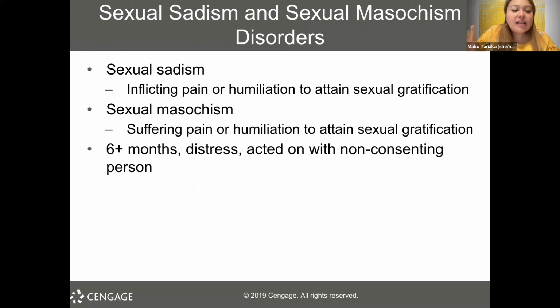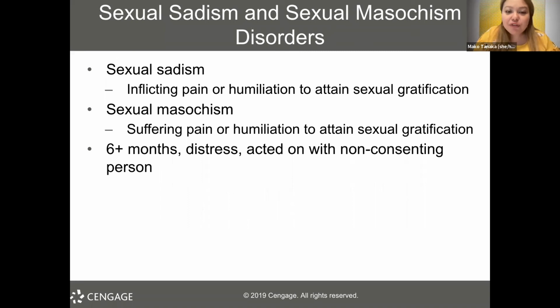Sexual sadism and sexual masochism. These are other types of paraphilias, and they involve either inflicting pain or humiliation on others or receiving pain or humiliation onto oneself. So sadism is a form where a person attains sexual gratification from inflicting this on others. So inflicting pain or humiliation on others. And masochism is a form where you attain sexual gratification when you receive pain or humiliation.